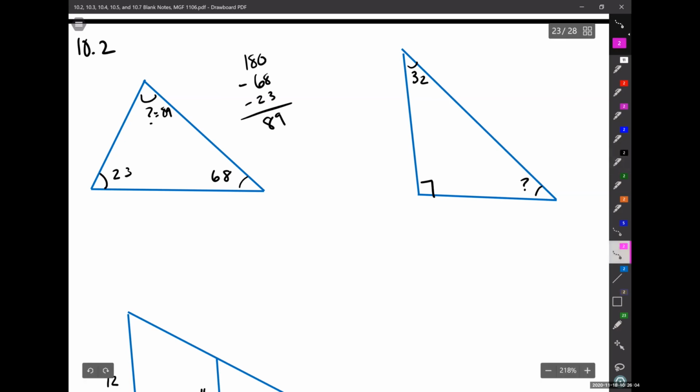Now for the next one, do we see this box here is actually implying to us an angle measure? That's telling us it's 90 degrees in code. So we'd want to translate that and realize, oh, this is 90. So I've got two of the three angles. So 180 minus 32 minus 90, and we would get 58 as our answer there.